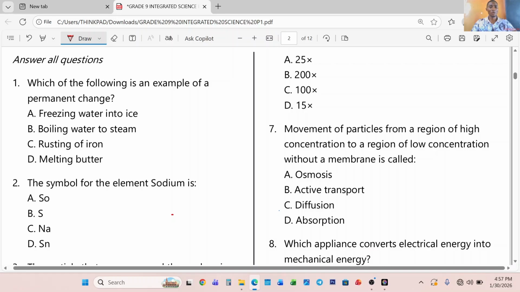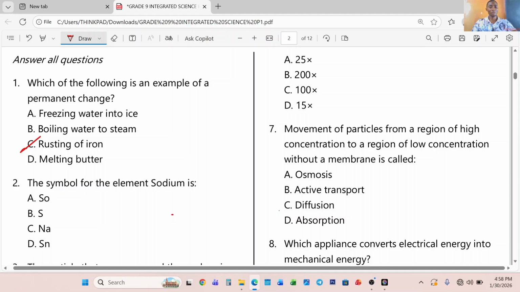Freezing water into ice is a process that can be reversed back. Boiling water to steam is another reaction or process that can be reversed back. Melting butter can be reversed back. So the correct answer to this question is C, rusting of iron. It's a process that cannot be reversed back.